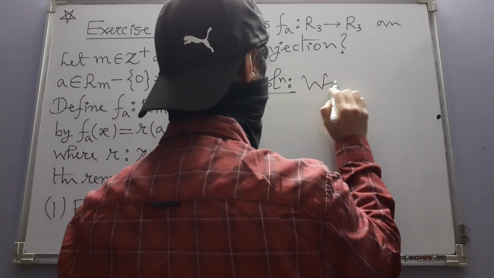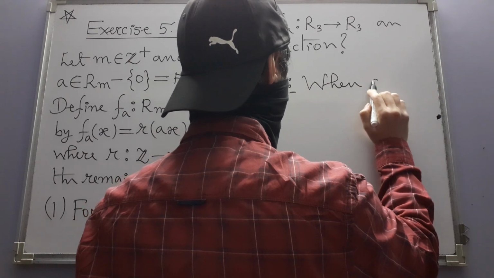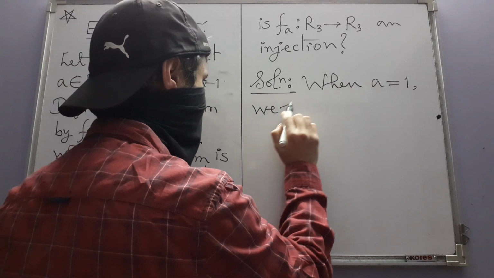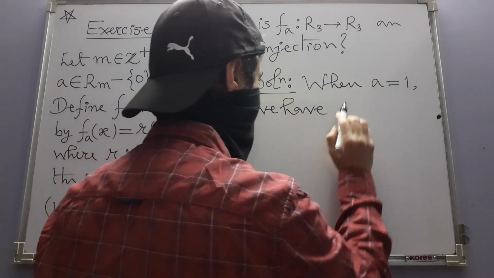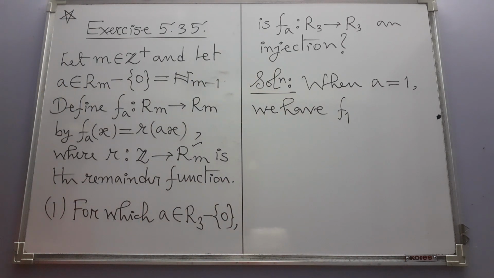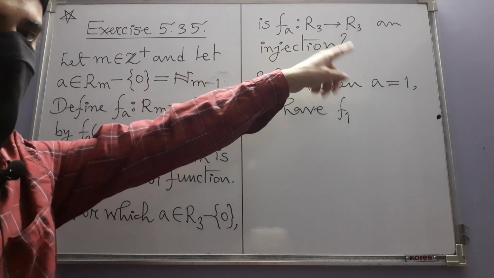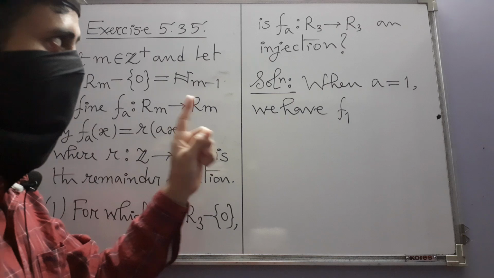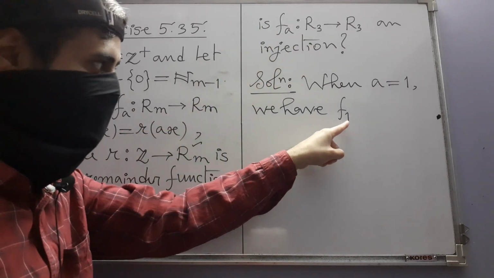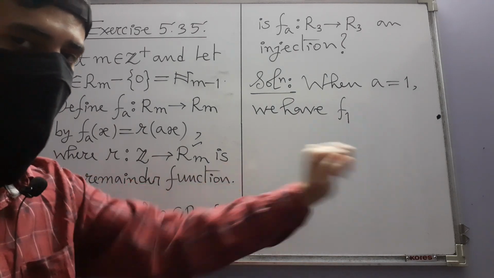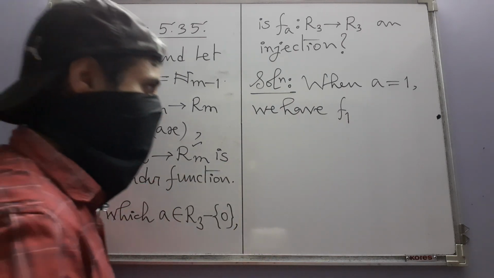When a is equal to 1, we have f1 of, okay, so what will the inputs be? The input is going to come from R3, so it's either 0 or 1 or 2. Keep in mind that the input can be 0, only this suffix cannot be 0. Okay, we cannot consider f0, we are considering f1, but the input can be 0.